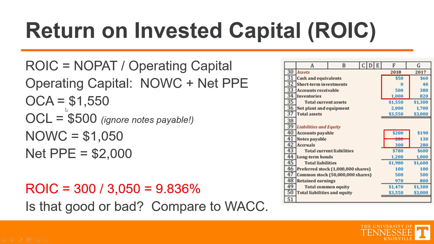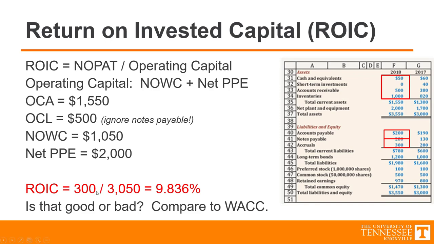So let's just look at these numbers here. The operating current assets, we've looked at this, but let's just sum up all of the operating stuff. We're ignoring the short-term investments, but since it's zero, we can go ahead and include it. We've got 1550 for the operating current assets. For the operating current liabilities, we're ignoring this line where the dash is going through, and so we're only looking at the 200 and the 300 for the accounts payable and the accruals. So our operating current liabilities is 500. So the net there, we take one minus the other. We've got 1,050 as the net operating working capital. We add in the $2,000 invested in net property, plant, and equipment, and so our total operating capital is 3,050.